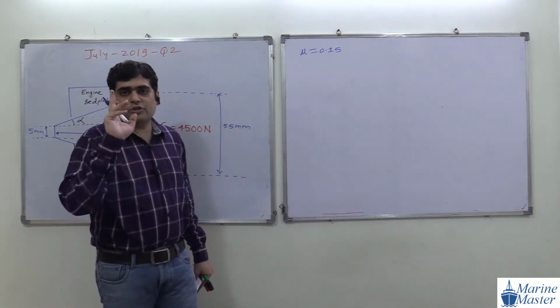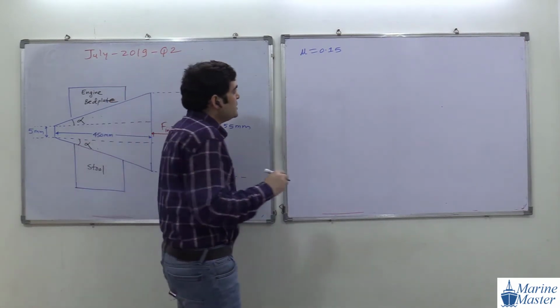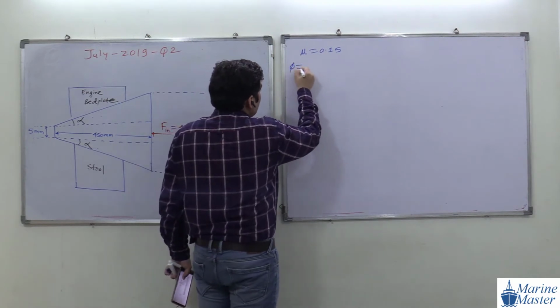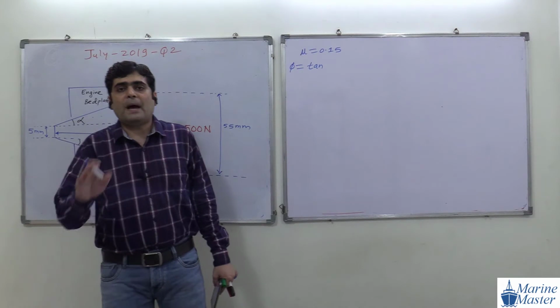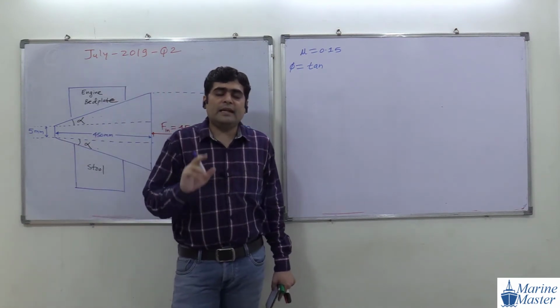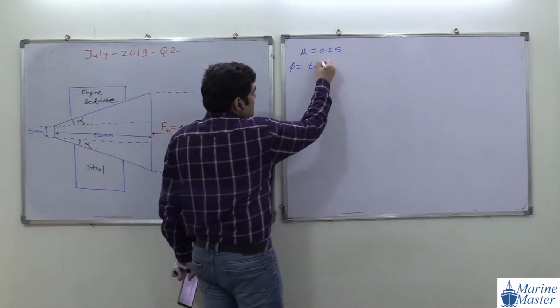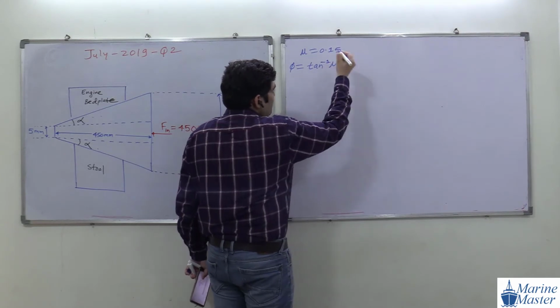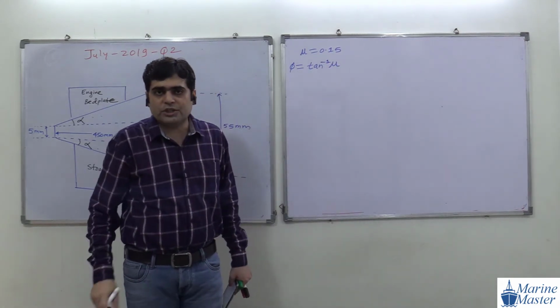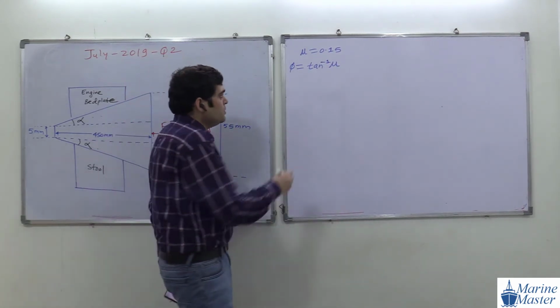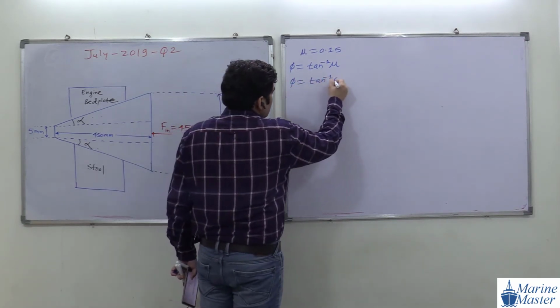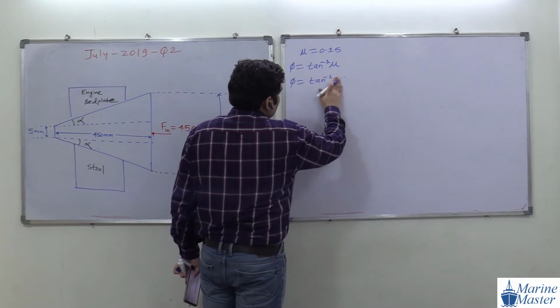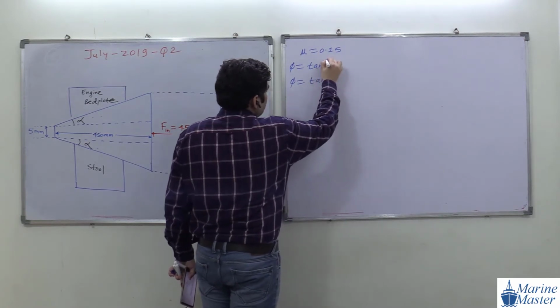If mu is 0.15, then what will be phi? Phi means the angle of friction. The angle of friction is tan inverse of mu. So phi will be equal to tan inverse of mu, which means tan inverse of 0.15.